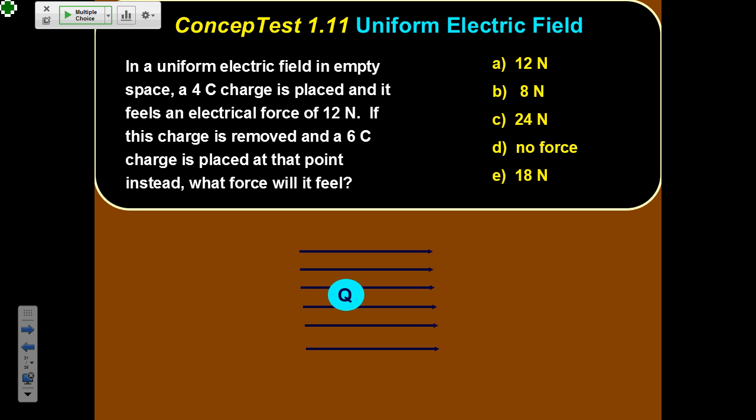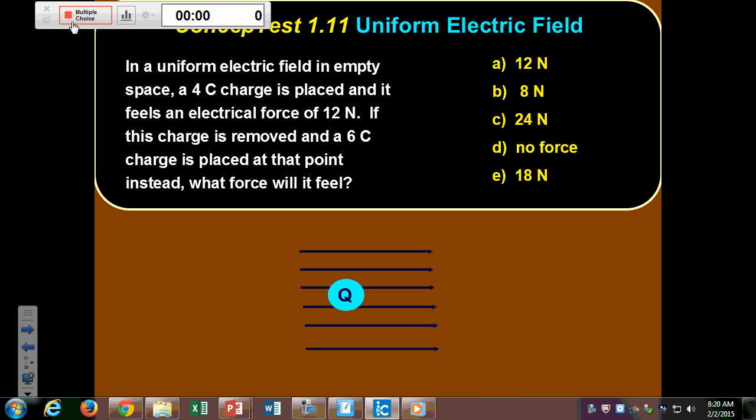In a uniform electric field in empty space, a 4 coulomb charge is placed and it feels an electrical force of 12 newtons. The charge is removed and a 6 coulomb charge is placed at that point. What force will it feel? Think about what is the electric field that causes this force? Or your easiest way to go about this.